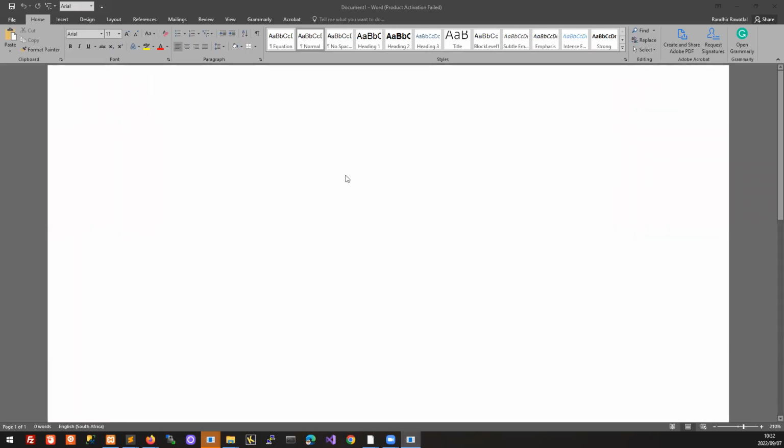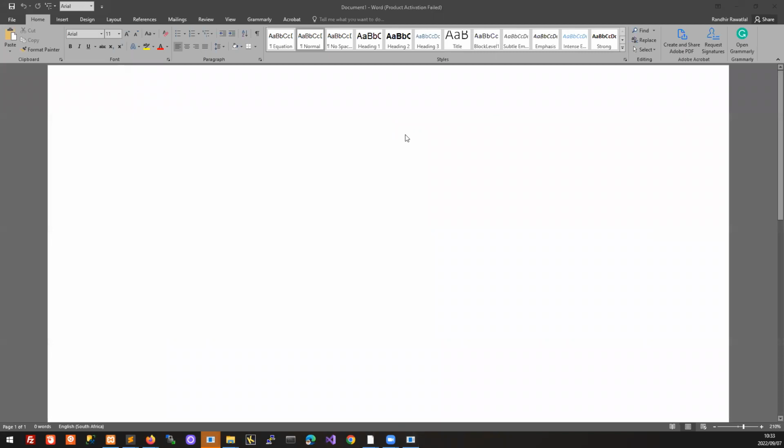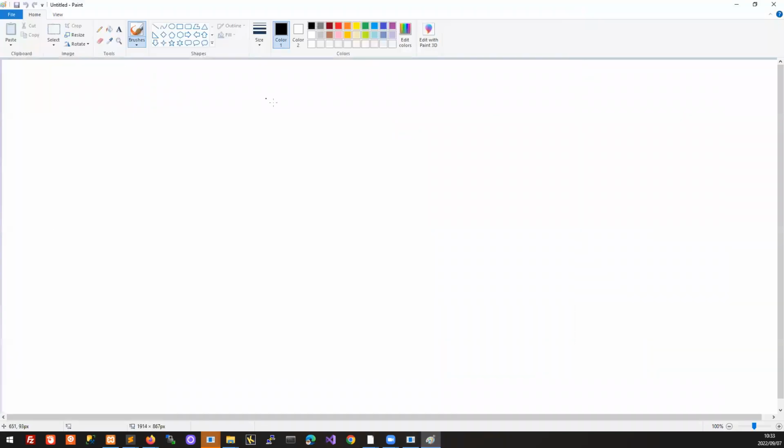Okay, so as we said, as part of our development towards the analogies, we want to develop our heat transfer, and towards that, let's first look at our mass transfer framework. And let's do that with a little particle first.